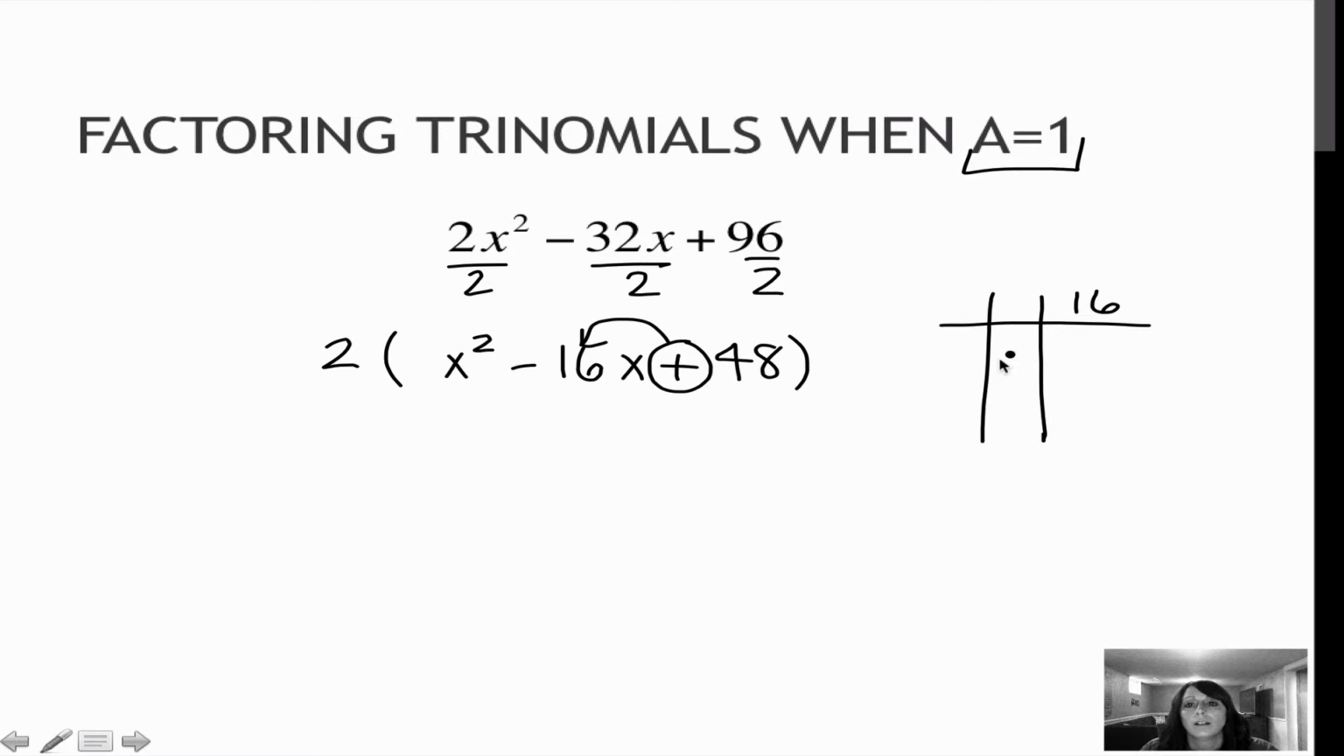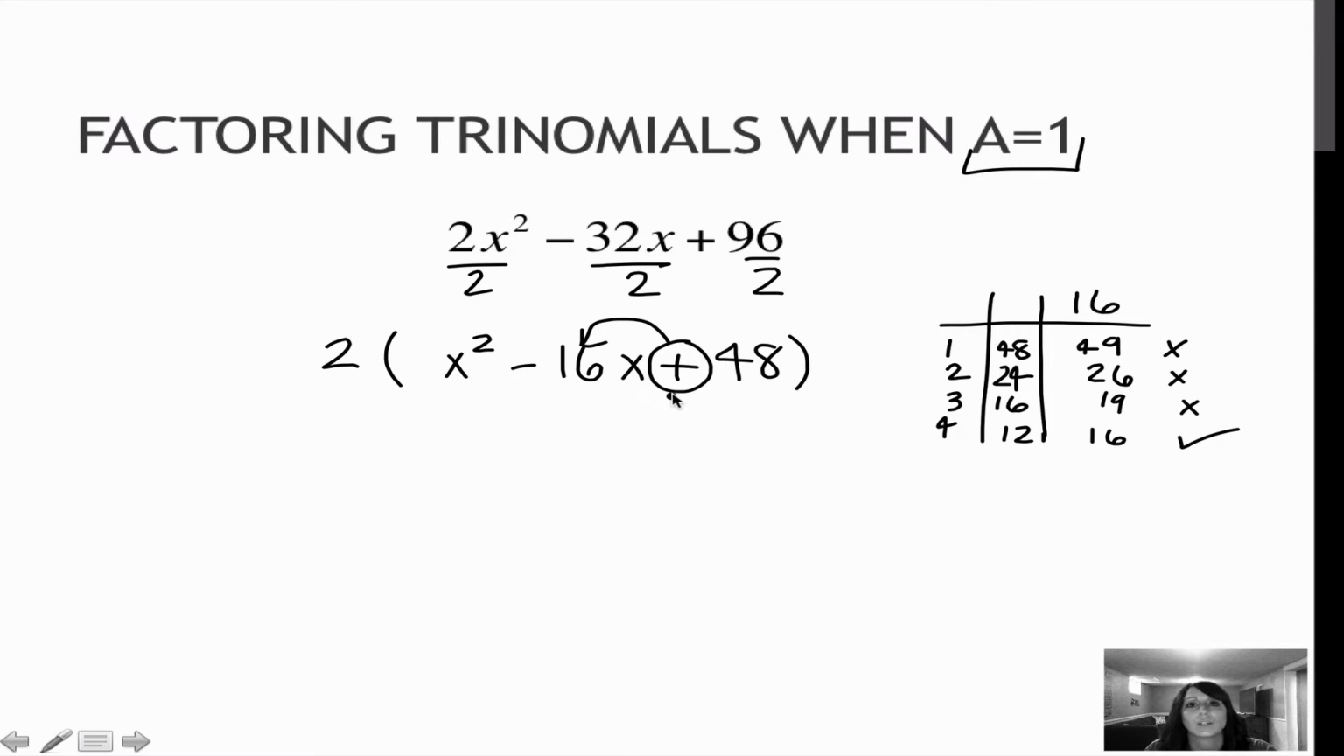Let's see. Again, you can start at the beginning with 1 and 48. If I added those, I get 49. That doesn't work. 2 and 24 would add to 26. That doesn't work. 3 and 16 would add to 19. That doesn't work. 4 and 12 add to 16, and that's what I want.